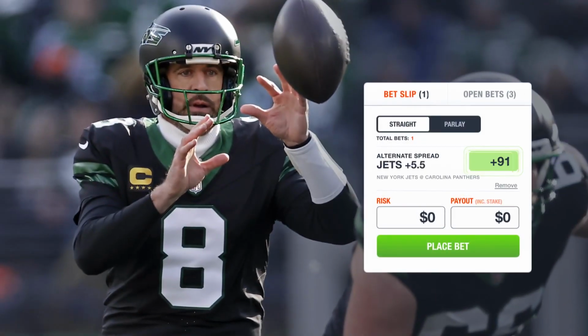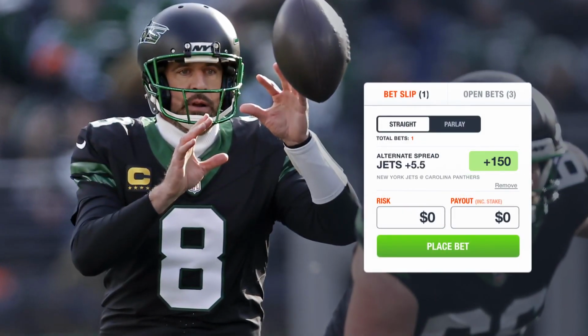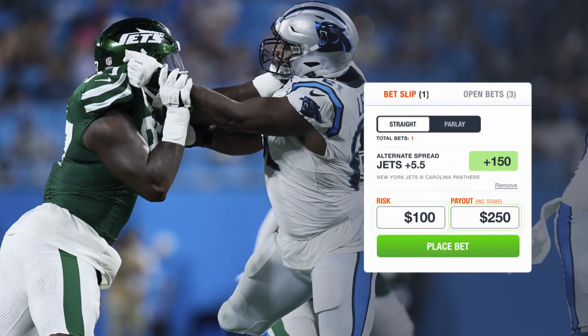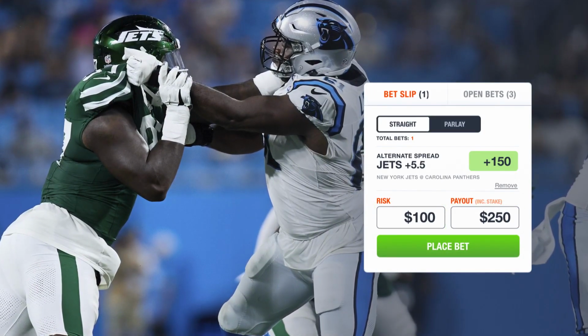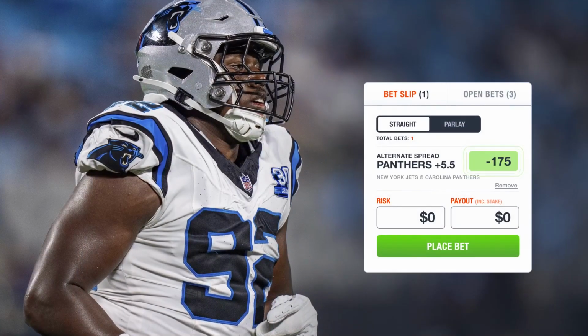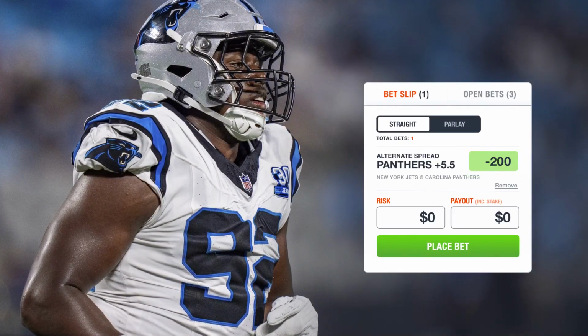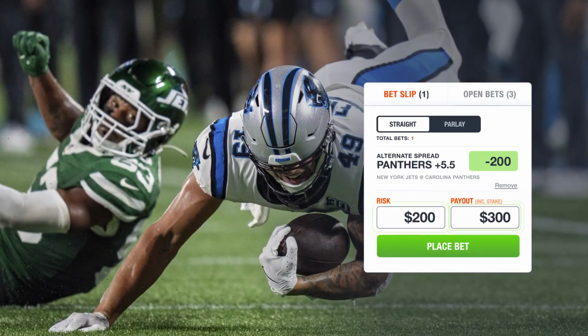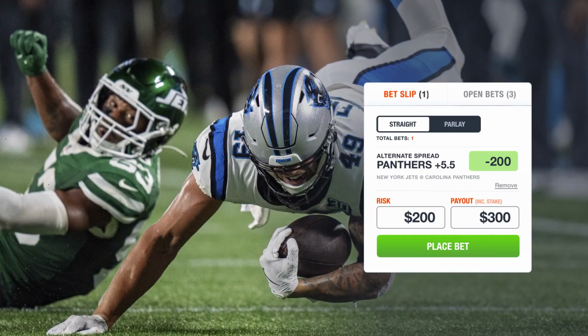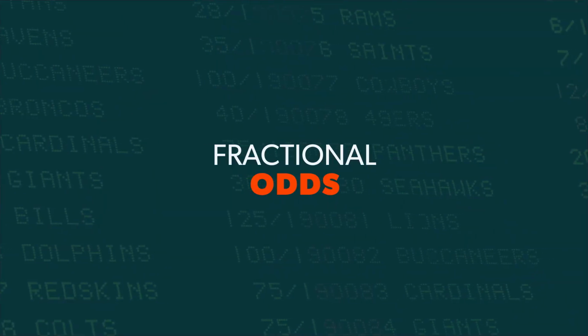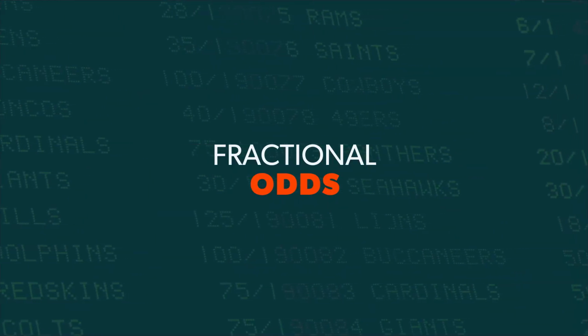A positive number, like plus 150, means if you bet $100, you'll walk away with a $150 profit if you win. A negative number, say minus 200, means you'd need to bet $200 to snag a $100 profit if you come out on top. In the UK and Ireland, people use fractional odds.